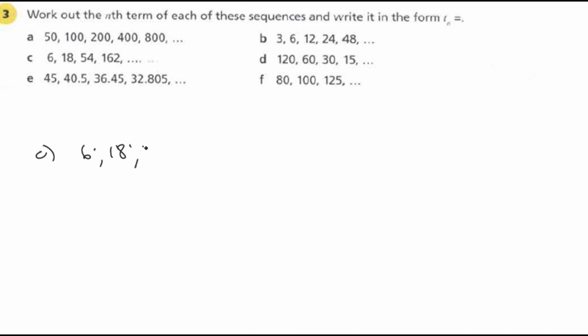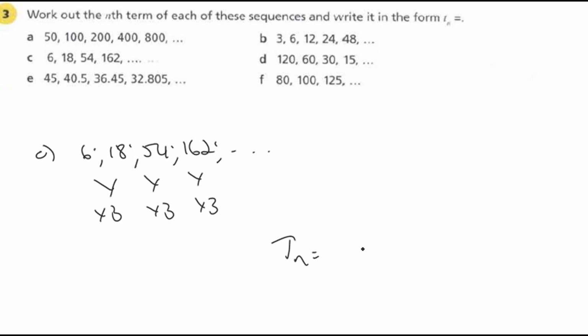6, 18, 54, 162, etc. So we're multiplying each term by 3. So the general term will be something times 3 to the n. When n equals 1, the first term needs to be 6. So that's something we'll call x, right? So we'll have 3 to the n times x must be 6.